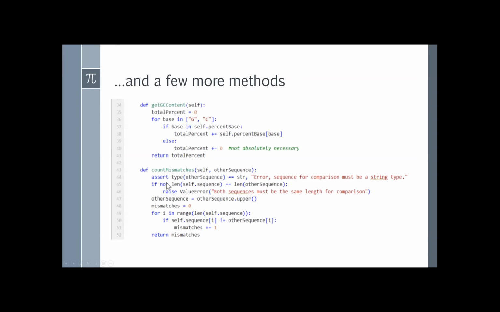And also in this case, I'm only comparing sequences of the same length. So it's saying if the length of the sequence in this object is not the same as the length of the sequence that's applied, throw another error. It's also going to make the other sequence uppercase, since I said that we're dealing with DNA sequences only in uppercase. Mismatches equals 0. So anybody know what I'm doing here? Where I see mismatches equals 0.